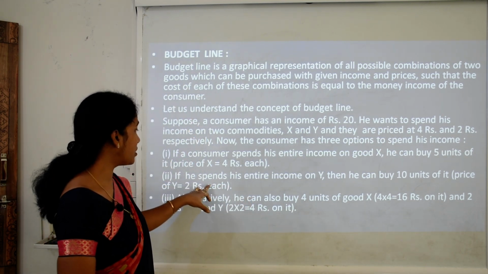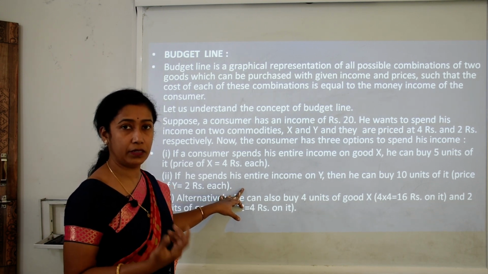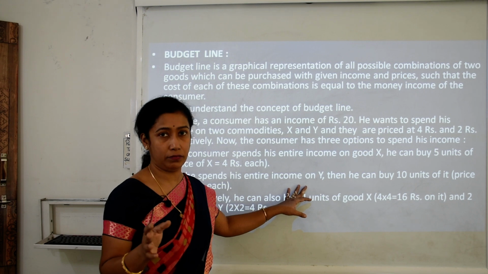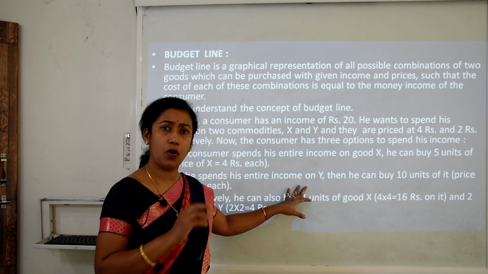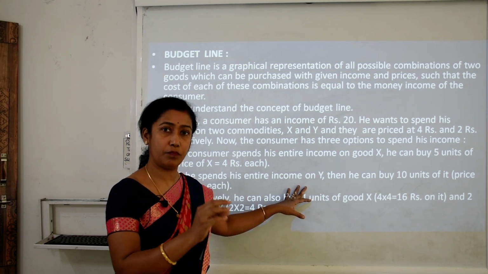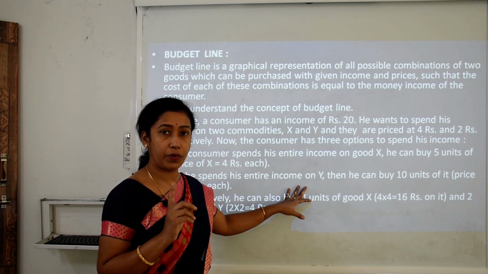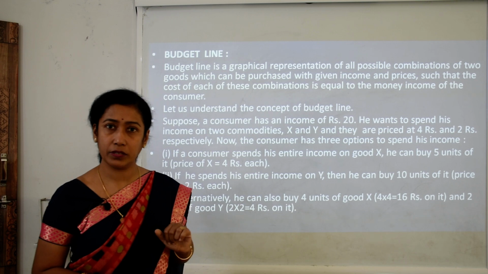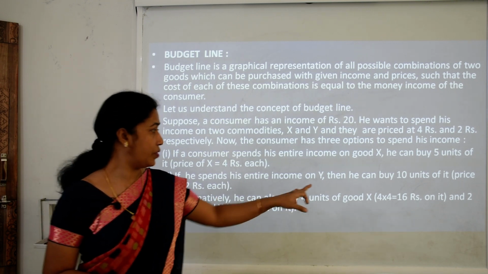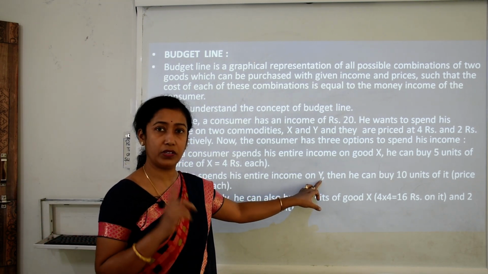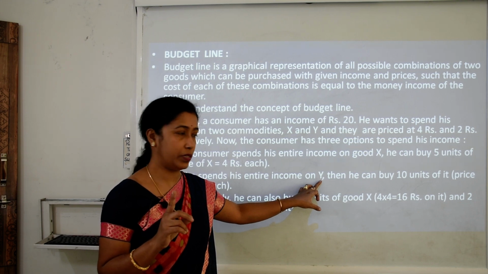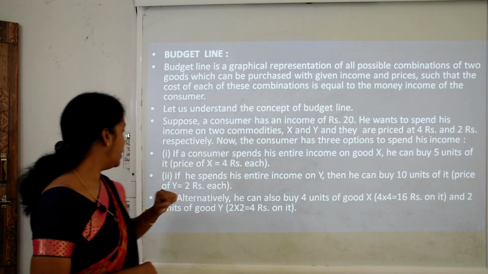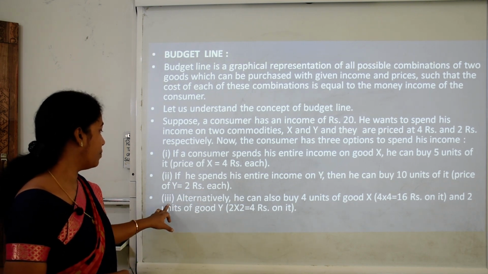The second consideration can be, if he spends his entire income on Y. That means if he wants to spend all his 20 rupees income on purchasing commodity Y, and the price of Y is 2 rupees, then he can buy 10 units. One unit of Y is 2 rupees, so he can purchase 10 units, as the price of Y is 2 rupees each.